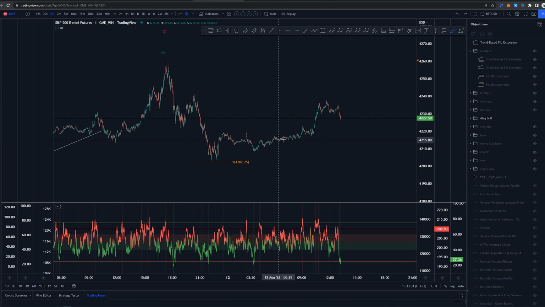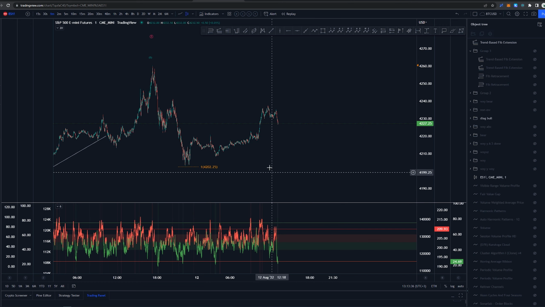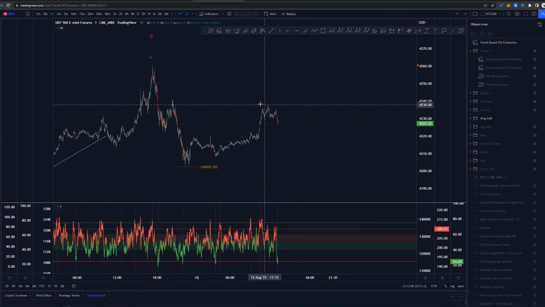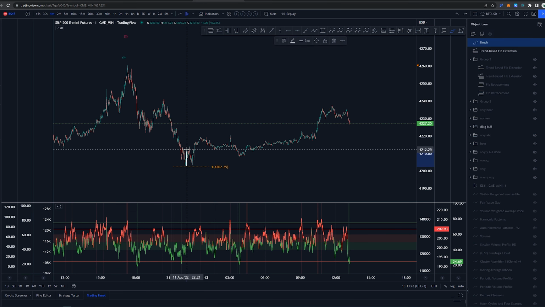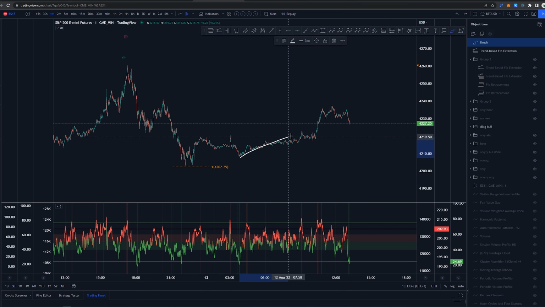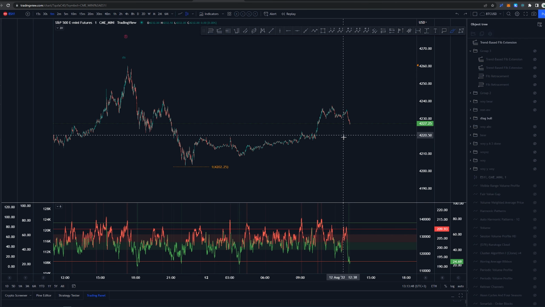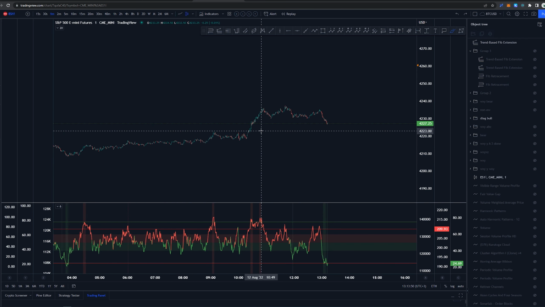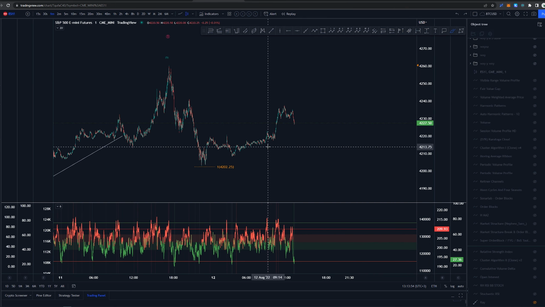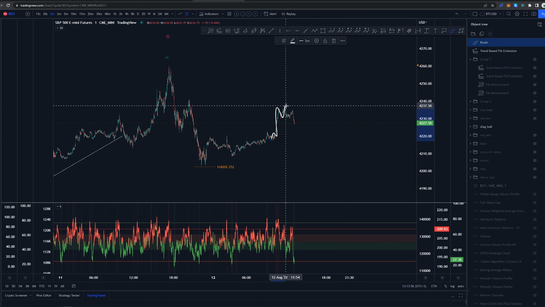Now since then it has been a bit more wonky looking, and I did take another short setup in here because I think we had this as a 3-wave structure. So I'm going to mark a 3-wave structure here, and then 3 waves like so. In here as well, we did have another divergence, which would indicate that we would have this as a 1, 2, 3, 4, and 5.